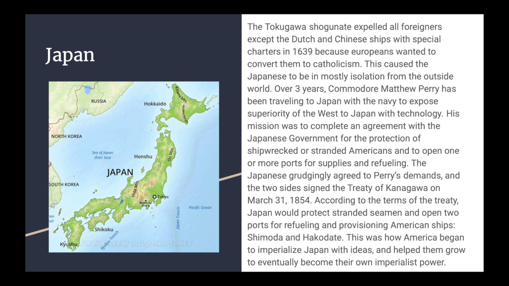He first got Japan to come to an agreement to protect shipwrecked or stranded Americans and to open one or more ports for supplies and refueling. Later in 1854, he got the Japanese to agree to the Treaty of Kanagawa, where Japan would protect some stranded seamen and open 2 ports for refueling and provisioning American ships. This is where the imperialism began.